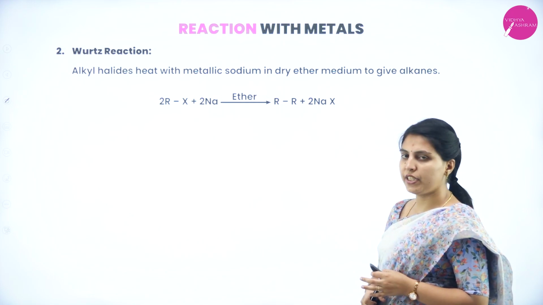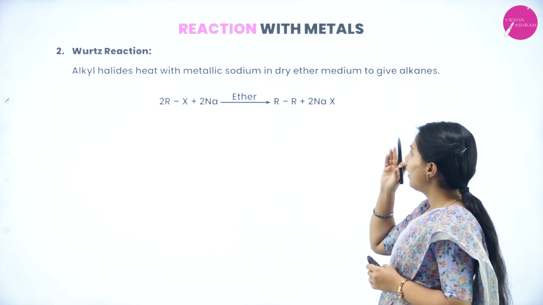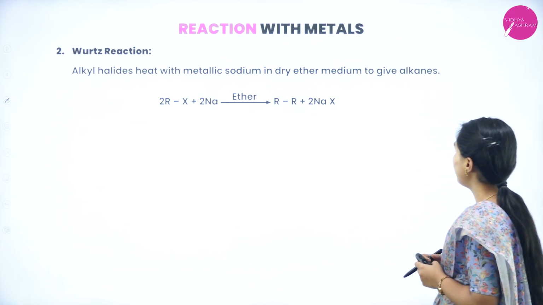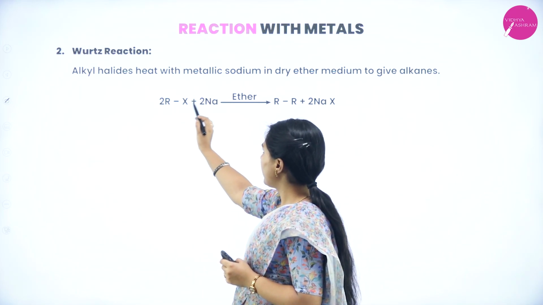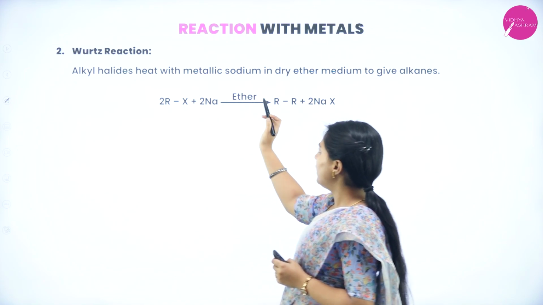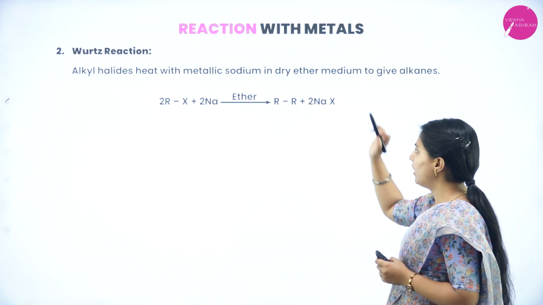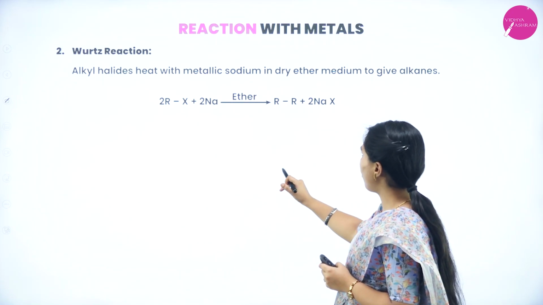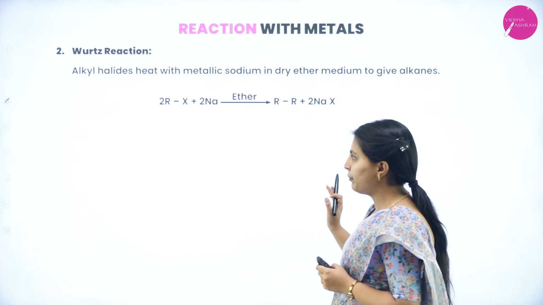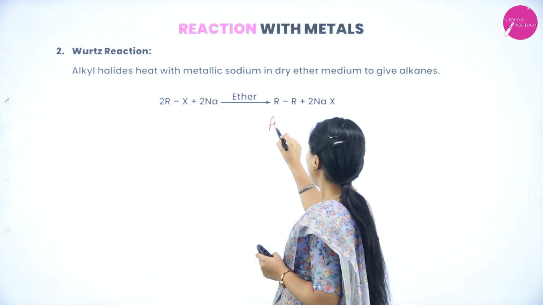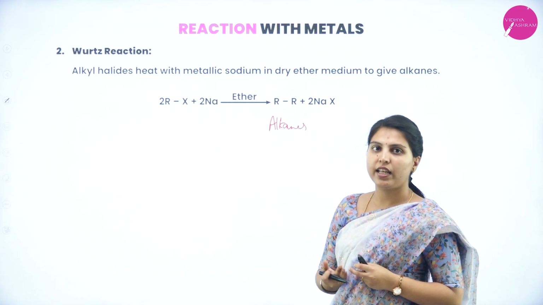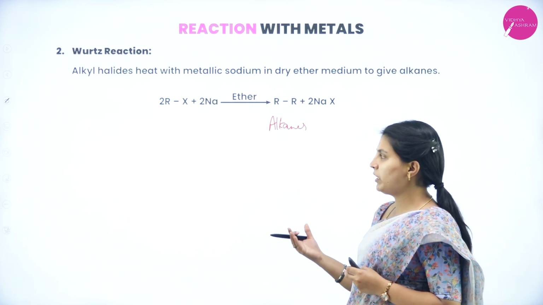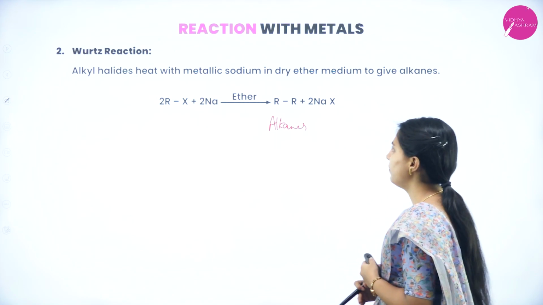Next, Wurtz reaction. Alkyl halides are heated with metallic sodium in dry ether medium to give alkanes. See here, the haloalkane is treated with sodium in the presence of dry ether, alkanes will be formed and sodium halide will be removed. These are alkanes. The Grignard reaction with magnesium and this reaction are all important reactions.